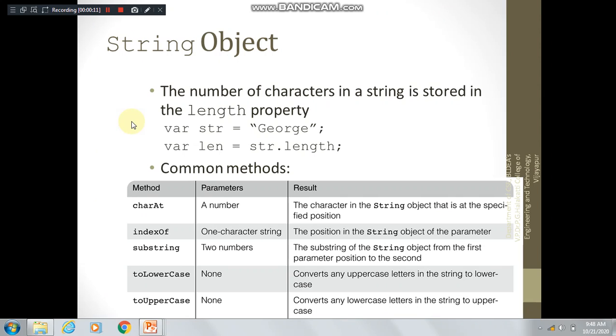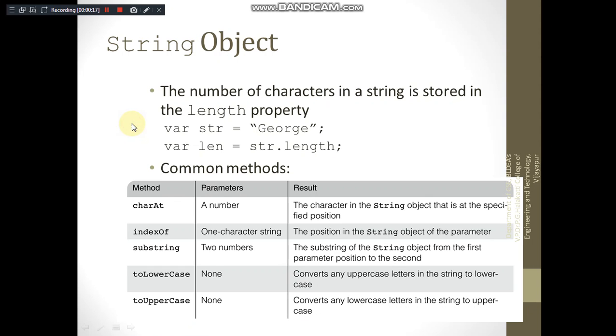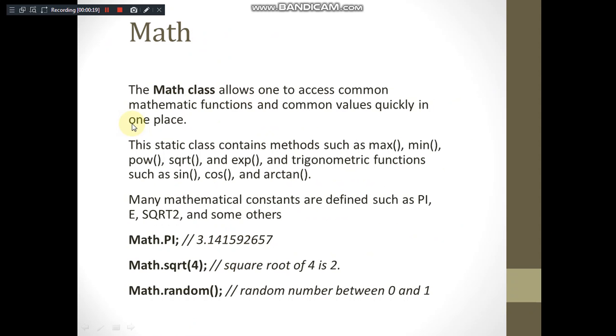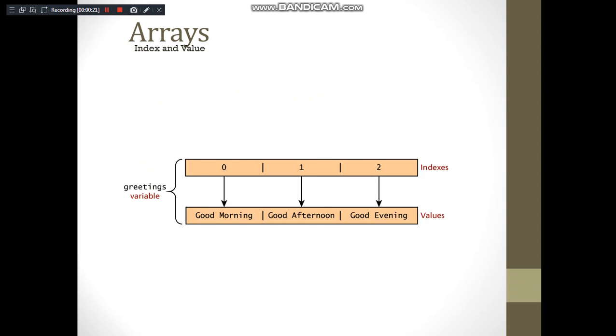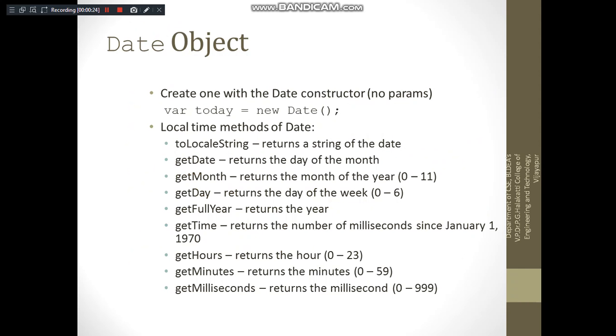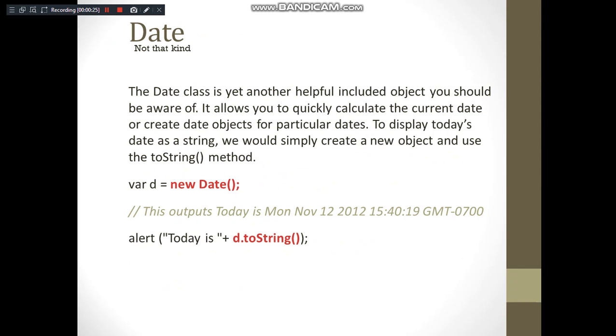In the last class we have seen the various objects like string, math, arrays, right? So now we'll see the next object, that is date. There is another class to handle the dates in JavaScript particularly. Similar to the string method, you can make use of new Date.